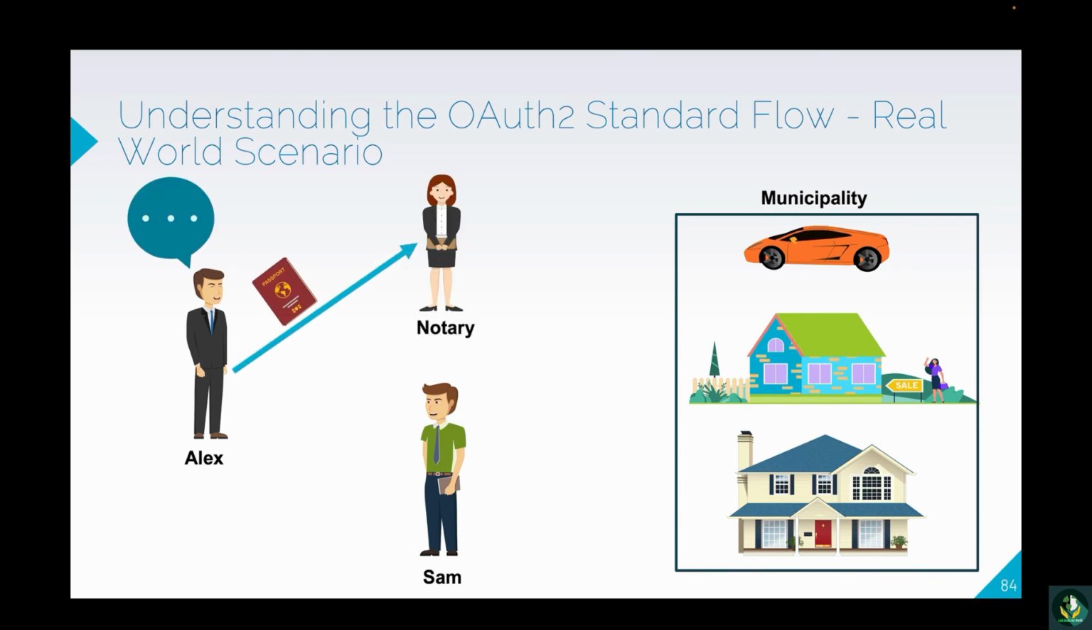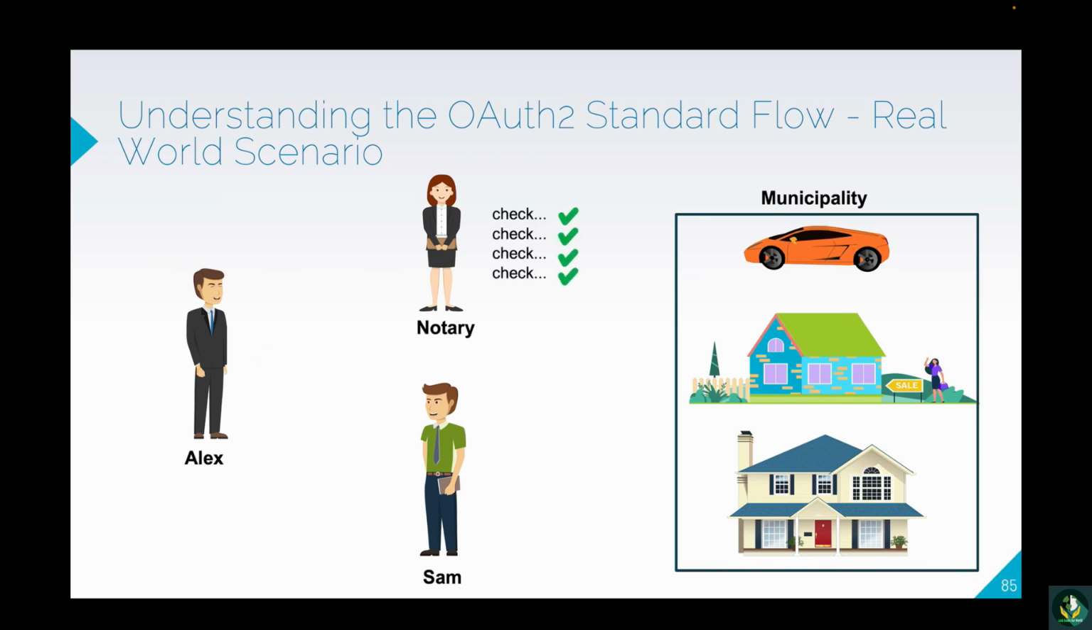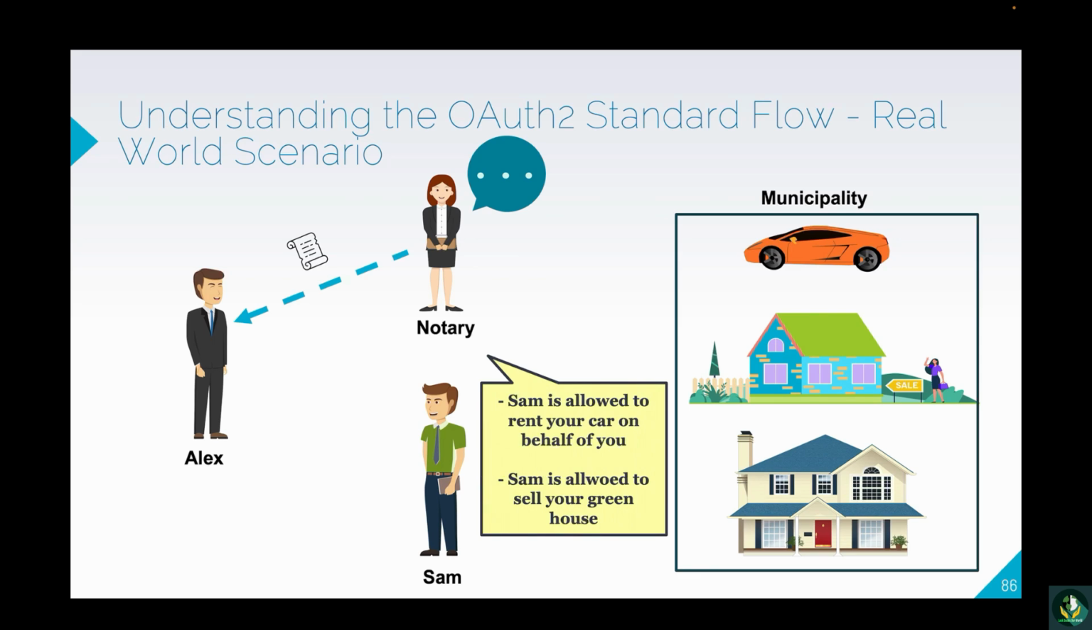Alex goes straight to the notary and says, "Hi, here is my ID. I need to make a notarized declaration for my brother to rent my car and sell my greenhouse." The notary verifies Alex's ID and ownership of the properties, then asks, "Can you please review and confirm this information?"